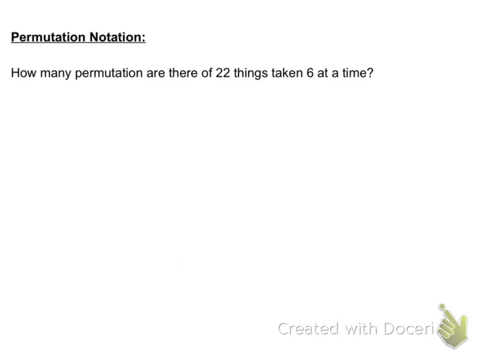We're going to talk about permutations again. And I'm actually going to give you something called permutation notation, which has a button on your calculator. How many permutations are there of 22 things taken 6 at a time? So, 1, 2, 3, 4, 5, 6. How many things are there the first time you go and grab? There's 22 things. You're taking 6 of them. So the first one is 22.